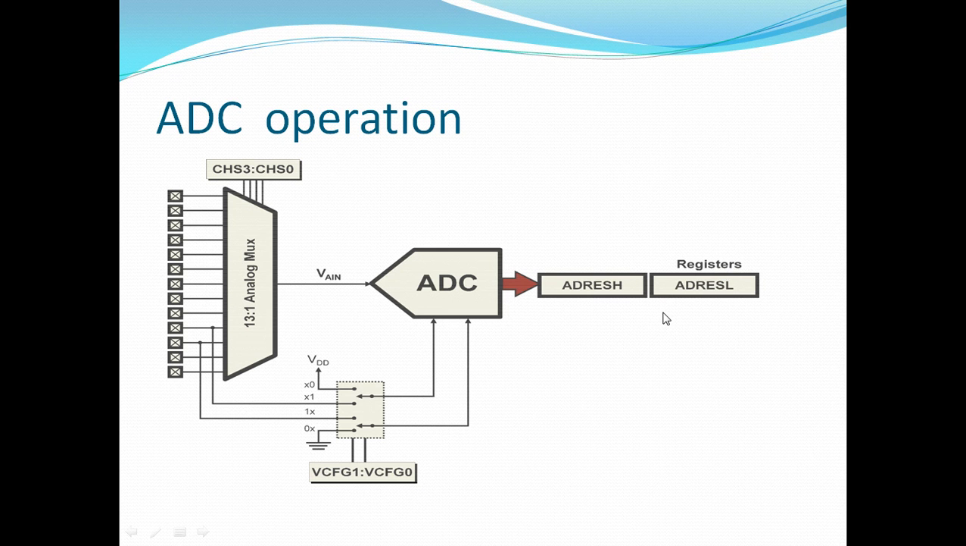If right justified format is selected, then 8 bits will be stored in the lower byte register and the remaining 2 bits will be stored in the higher byte register, ADC result higher byte. If left justified selection mode is applied, then 8 bits will be stored in the ADC result higher byte, and the remaining 2 bits will be stored in the ADC result lower byte. These two registers will hold the conversion results of 10 bits.